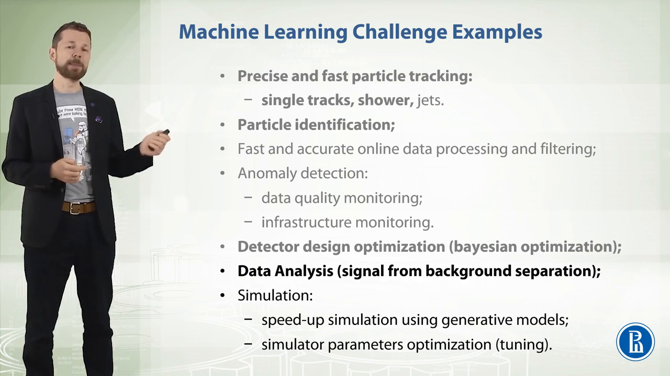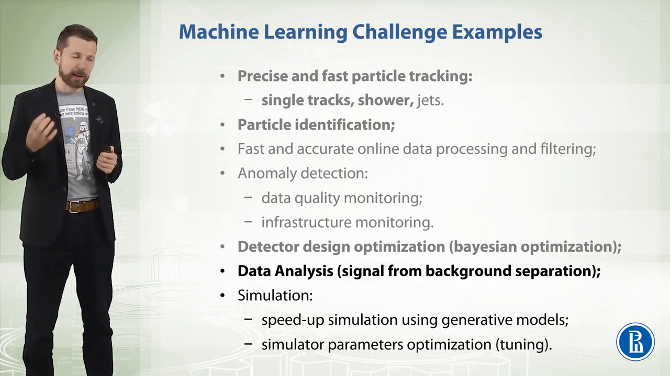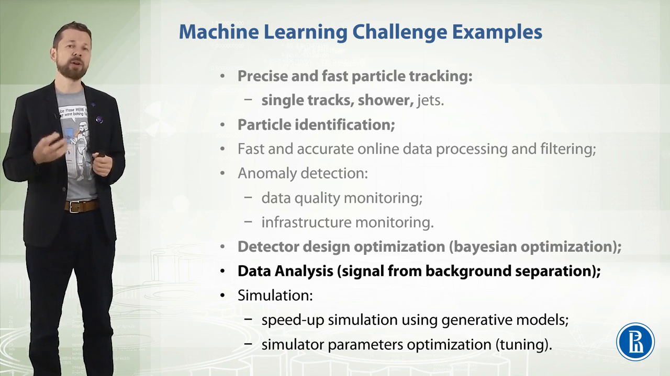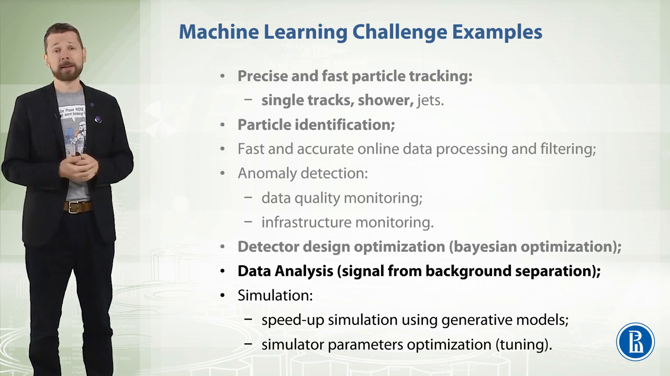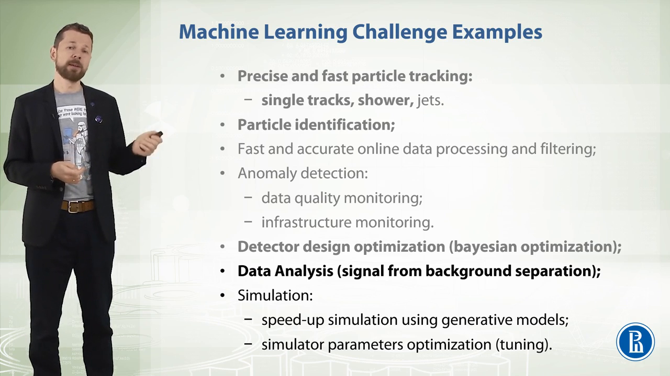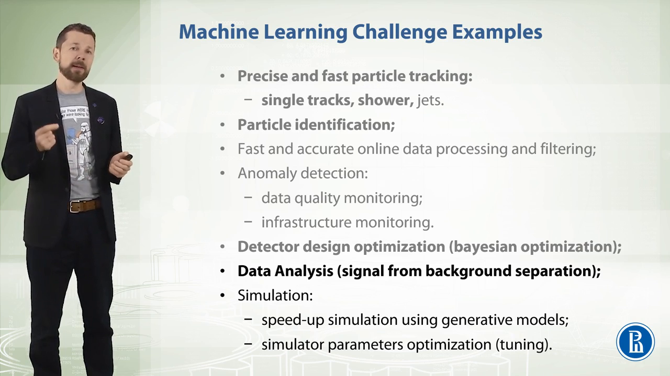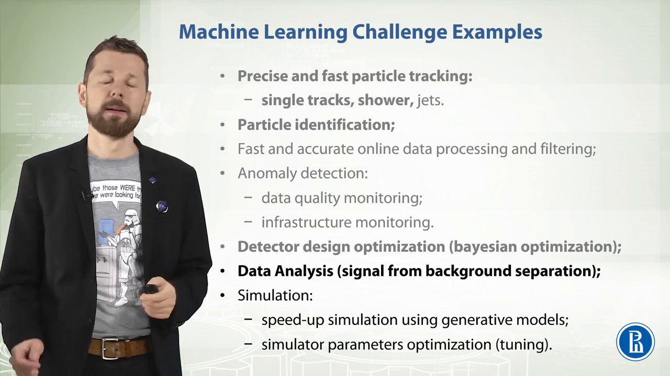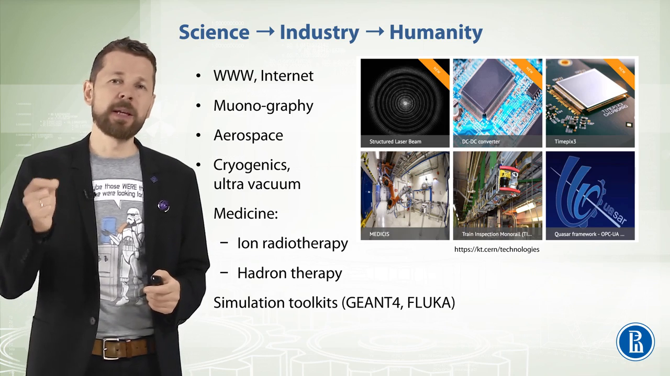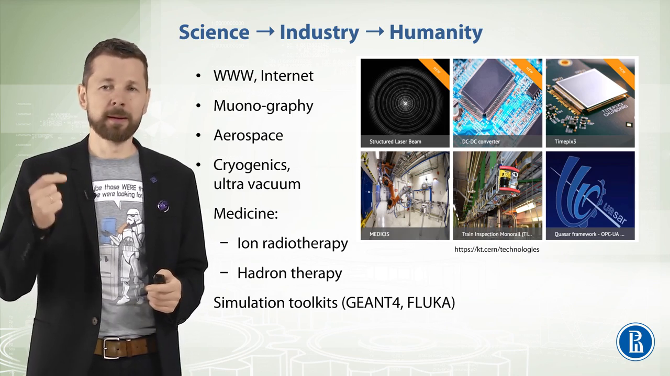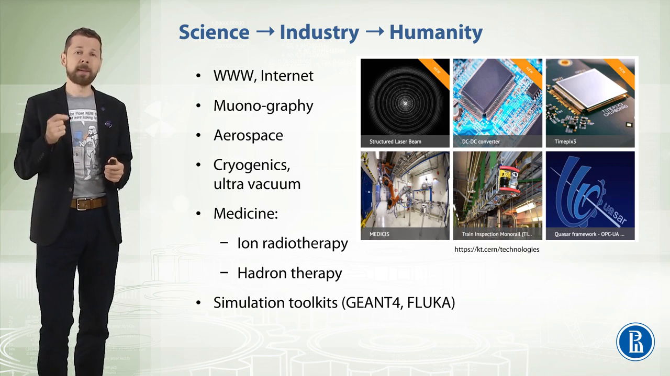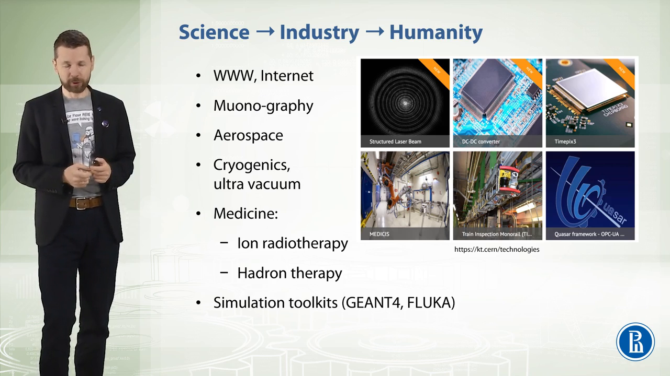The first one is speeding up simulation, which can take advantage of generative models based on, for example, neural networks that can work much faster than traditional simulators. The second is tuning of simulator parameters to find the best combination of parameters that makes the simulator produce the most accurate and realistic pictures. Those simulators are already being used outside of CERN, for example in medicine and space technologies, and there is a plenitude of other technologies that have been produced as a byproduct of research at CERN.